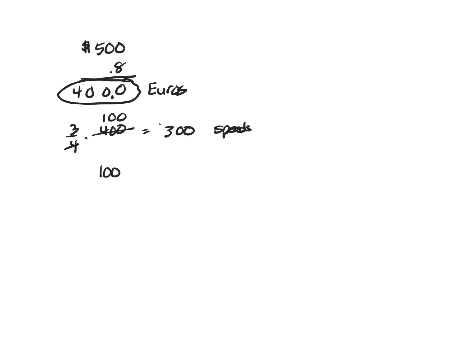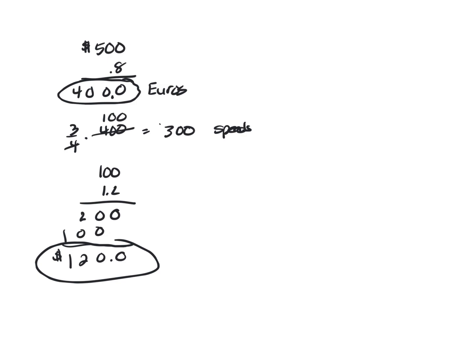and that's at a rate of 1.2. So multiply that by 1.2, add one decimal place. She's going to come home with 120 US dollars.